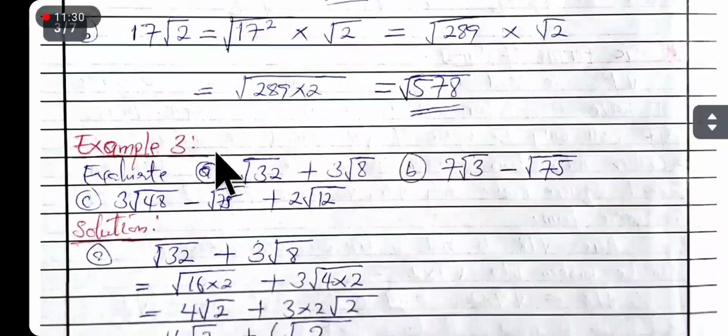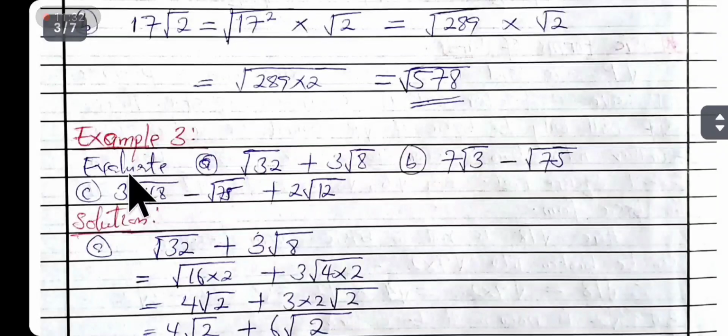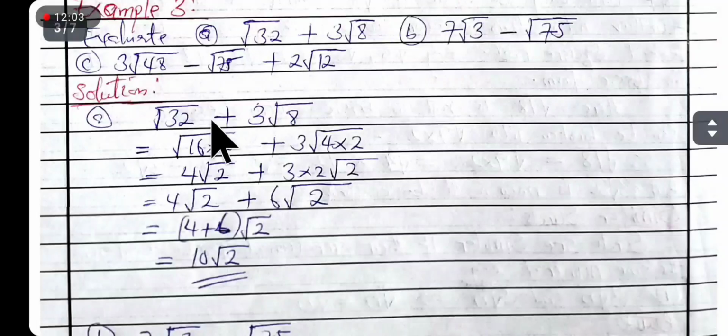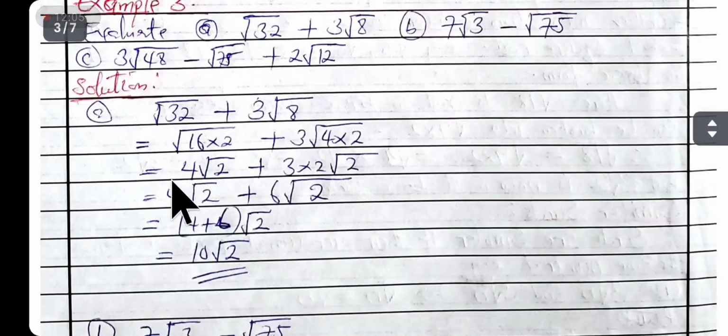All right, example 3. Evaluate: a, square root of 32 plus 3 root 8; b, 7 root 3 minus root 75; c, 3 root 48 minus root 45 plus 2 root 12. So let's solve them one after the other. How do we evaluate this? Reduce them to the basic form. Evaluate means reduce to the basic form.